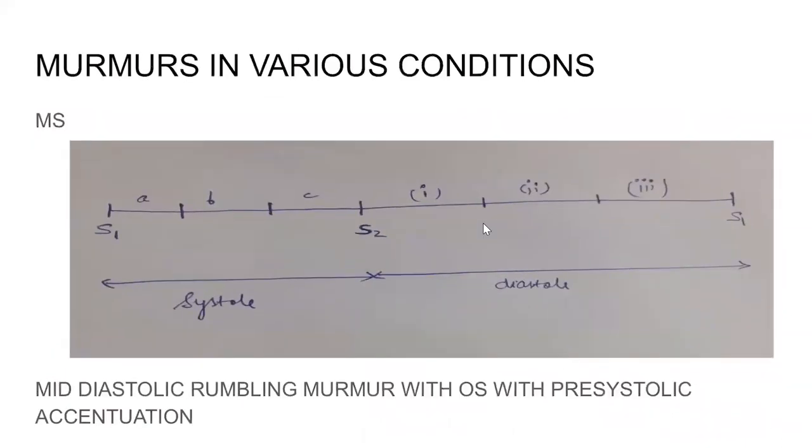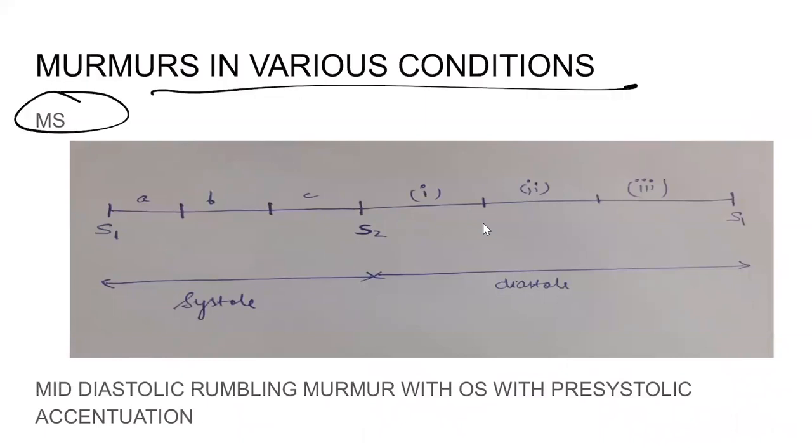Now, murmurs in various important conditions. The first is mitral stenosis. Mitral stenosis means that there is difficulty in opening of the mitral valve. Suppose this is the time for opening of the mitral valve. When the valve should open fully, it is opening only partially. It is not completely open. This leads to turbulence of blood flow through the valve, and we have a murmur.